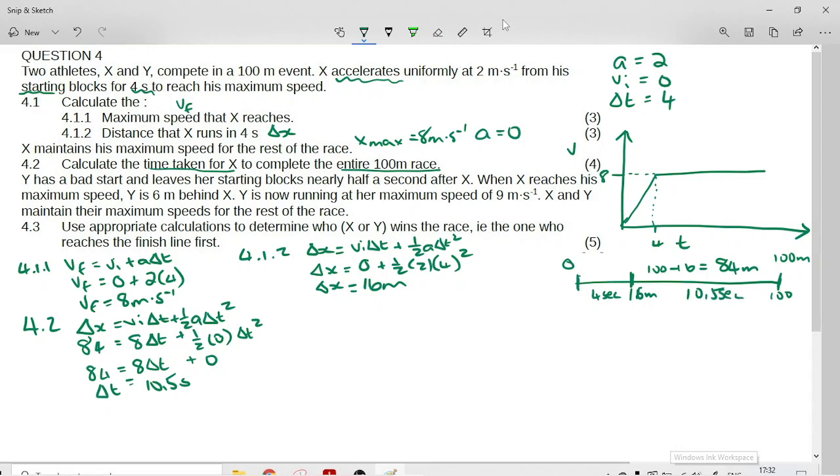It's for the 84 meters. So the total time is going to be the 10.5 seconds plus the 4 seconds where he was accelerating, which is 14.5 seconds.